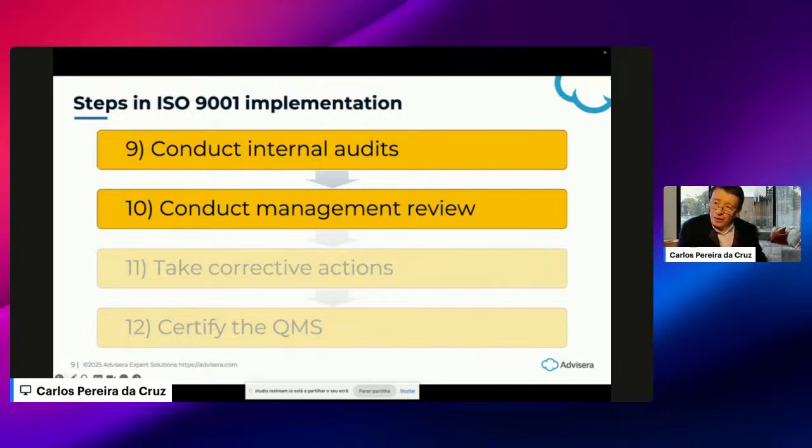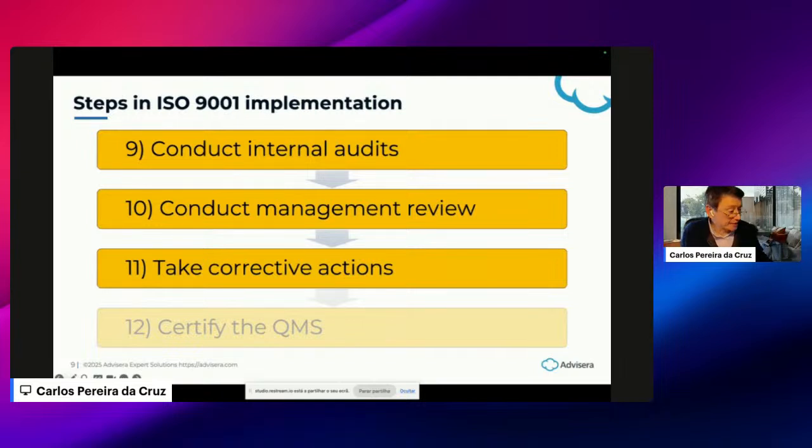So, step number 8, you measure. Step number 9, you do internal audits. Step number 10, you do the management review. Okay, step 11, you take corrective actions with the outputs of 8, 9, and 10. So take corrective actions, identify root causes for any issues found during measurements, internal audits, and management reviews. Corrective actions are essential for improvement, okay? A primary focus of an ISO 9001 QMS.